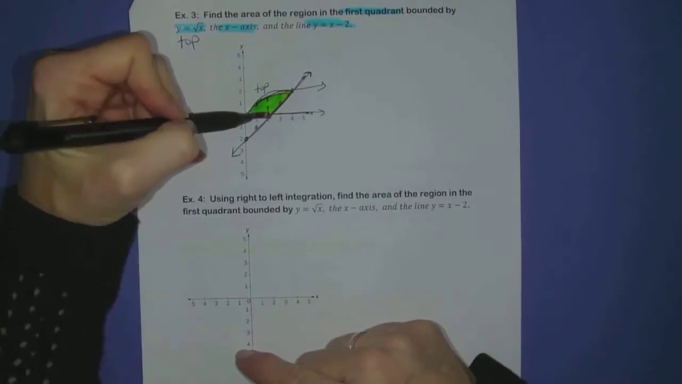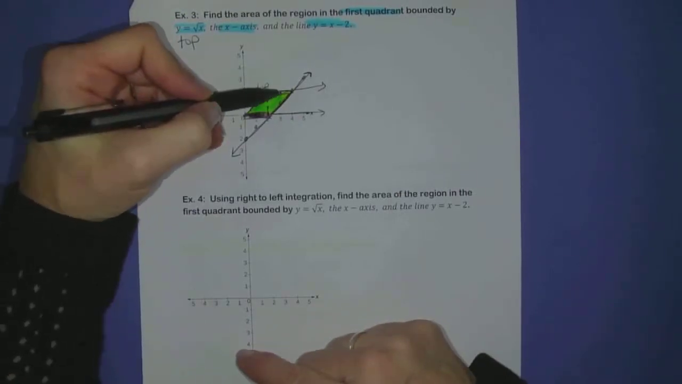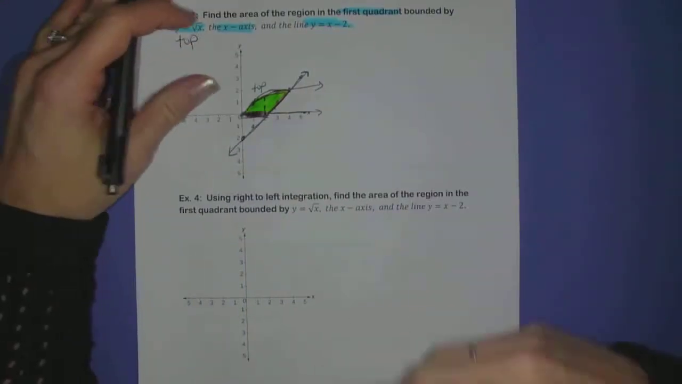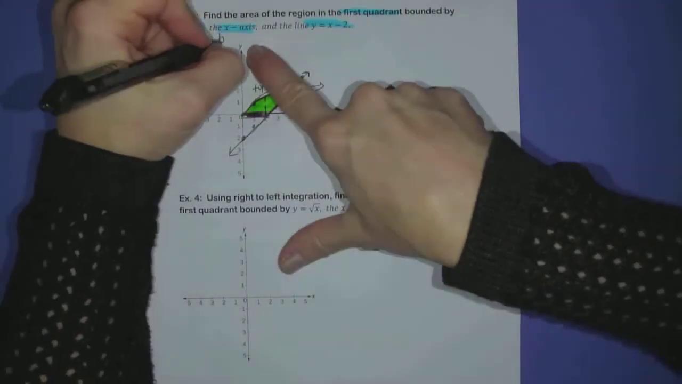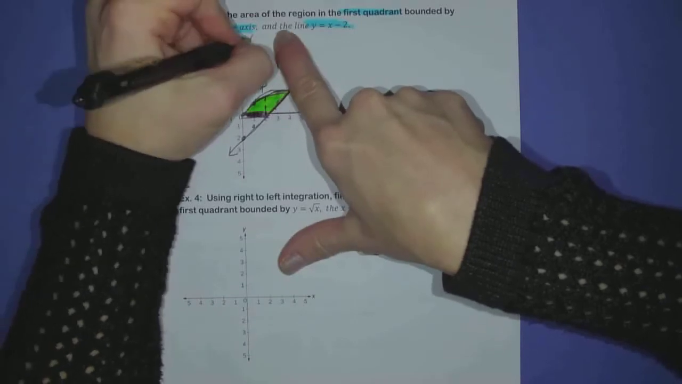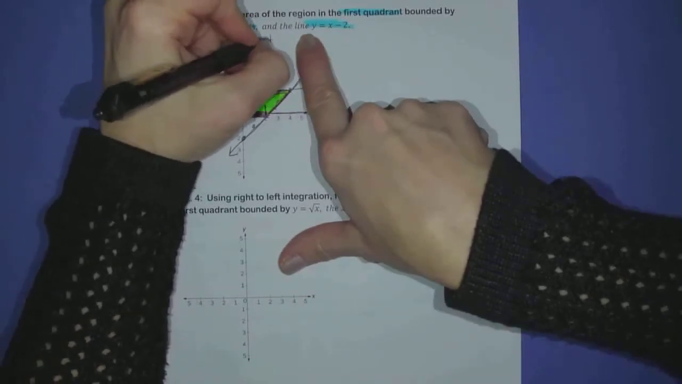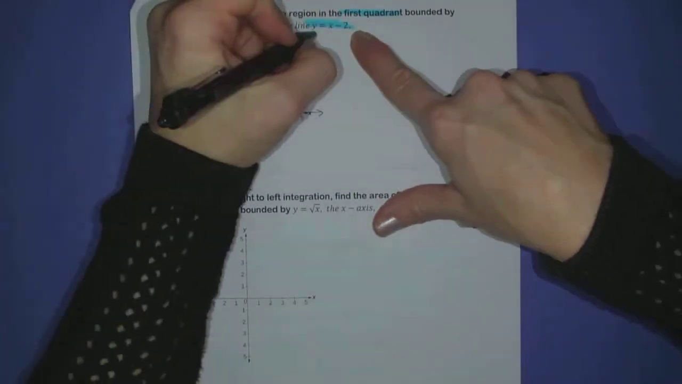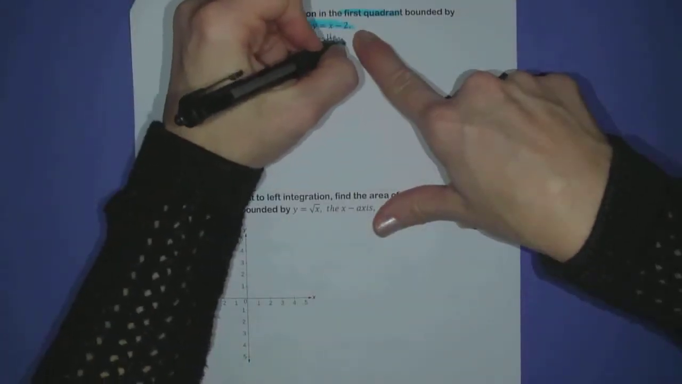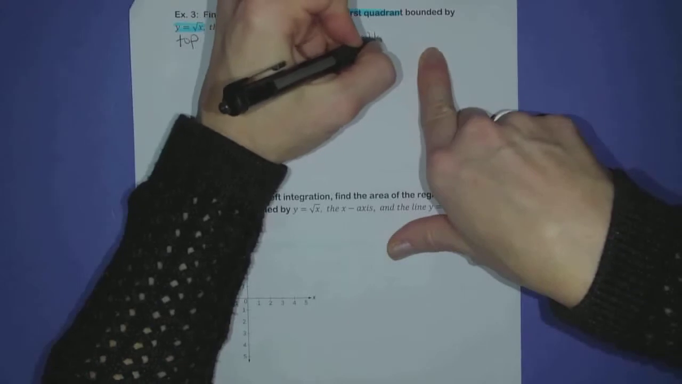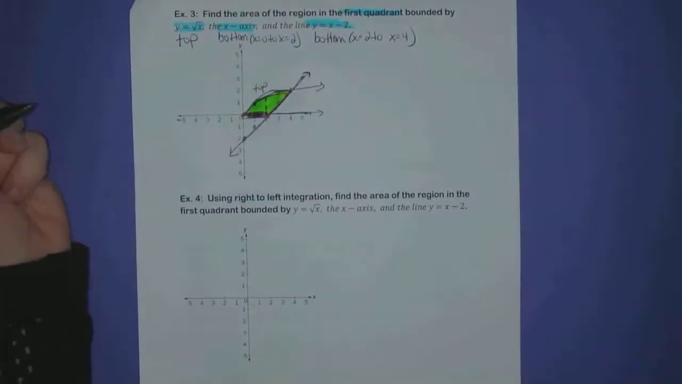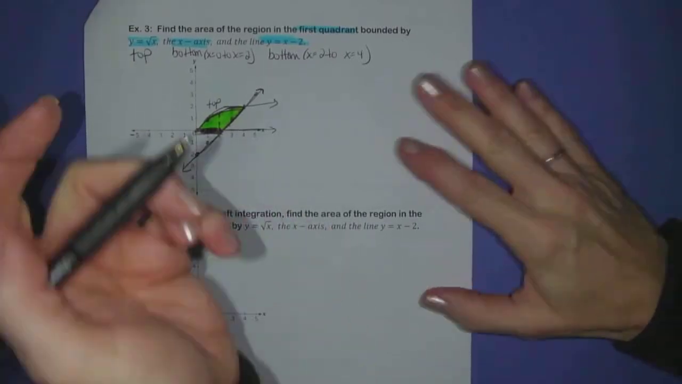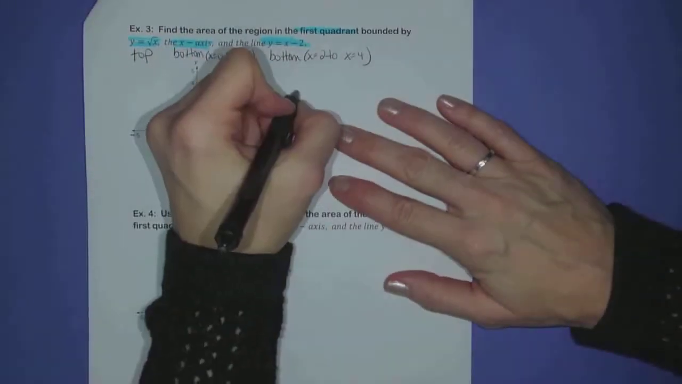Top to bottom. And then top still stays the root x, but it's got a new bottom. So I would say the x-axis is the bottom from x equals 0 to x equals 2. But then the linear function becomes the bottom from x equals 2 to x equals 4. So no problem, we can handle it. We just have to set up two different areas and add them together. So this is what it'll look like.